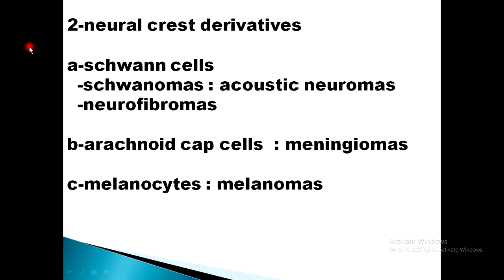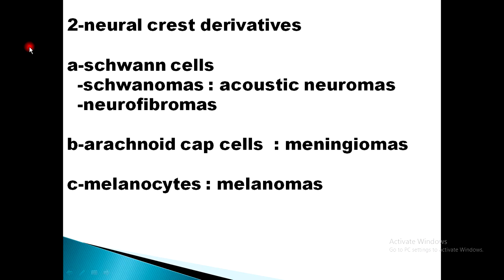The other type of cells are the arachnoid cap cells, and you can tell from the name that these tumors originate from the arachnoid layer of the meninges. It gives rise to the tumor known as meningioma, and fortunately more than 95% of meningiomas are benign tumors, and they do not invade the cerebral tissue, they only compress it. Only the malignant types, which are fortunately less than 5%, invade the brain tissue. And finally we have the melanocytes, which give rise to melanomas.